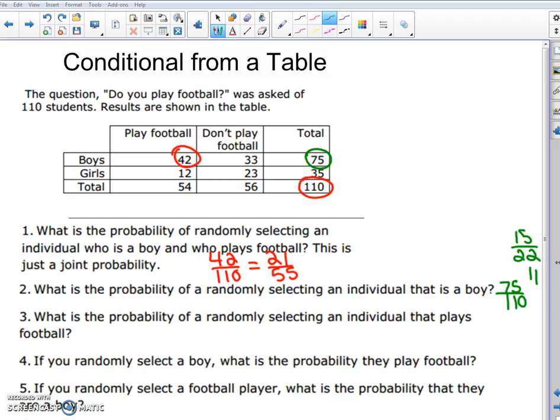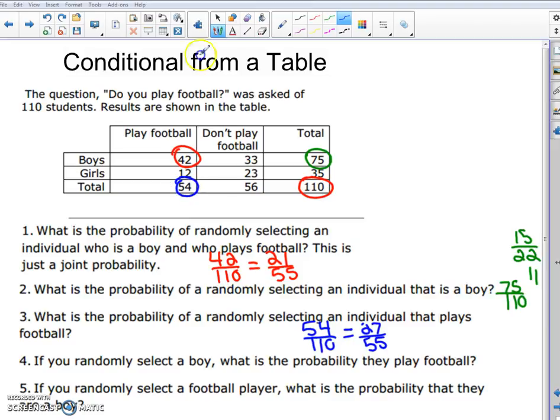Now we're going to take a look at problem number 3. What is the probability of randomly selecting an individual that plays football? Again, we just want those that play football. So here's our plays football column. The total is 54. So that's going to be 54 out of our total, which is 110. And again, that one reduces to 27 over 55. So make sure you reduce, and then if you have time, write a few of them as percentages for practice.